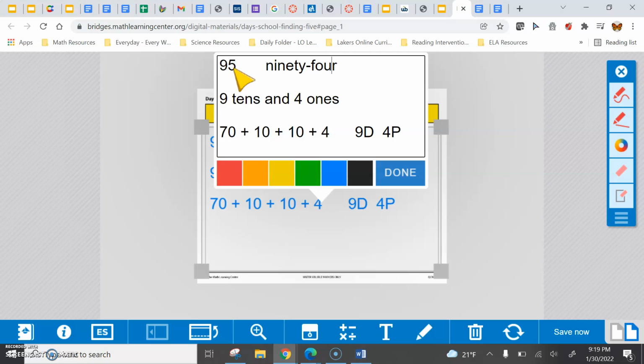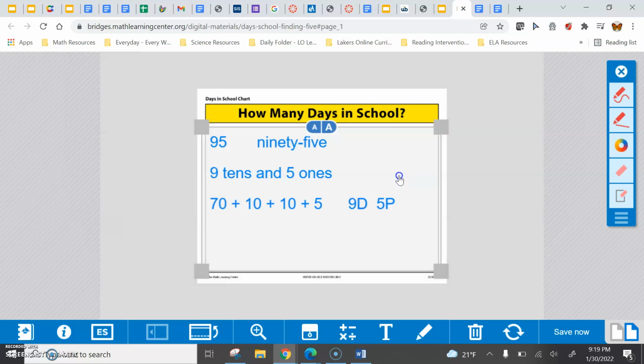95. The number words, 95. 9 groups of 10 and 5 ones. We have 70, 80, 90, 95. 9 dimes is 10, 20, 30, 40, 50, 60, 70, 80, 90, and then 5 pennies. And we're done with that.